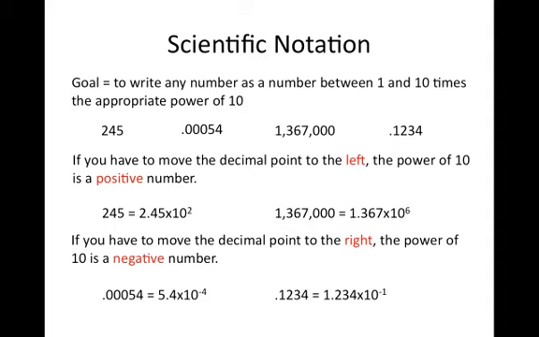0.1234 needs the decimal point moved to the right in order to make it a number between 1 and 10 as well. We need to move the decimal point 1 place to the right to get 1.234 times 10 to the negative 1.